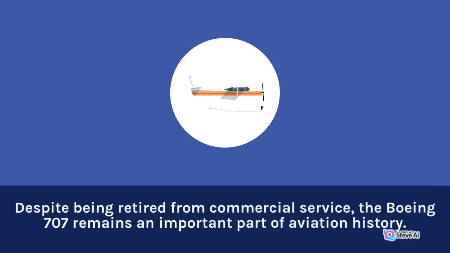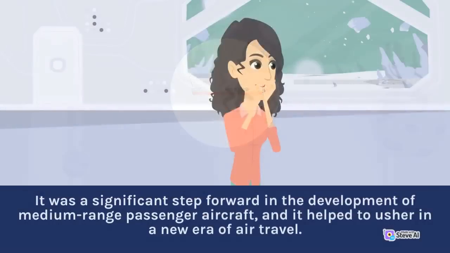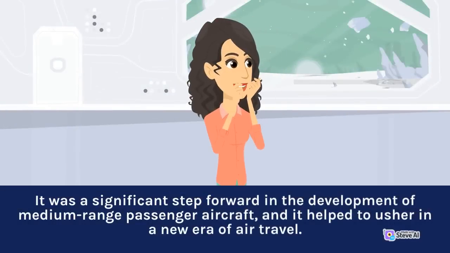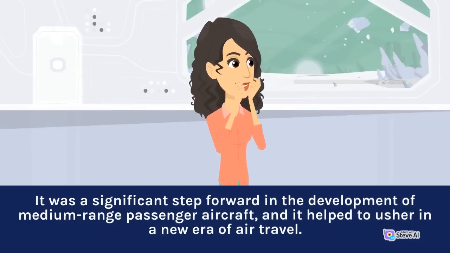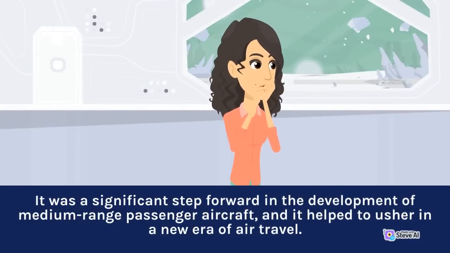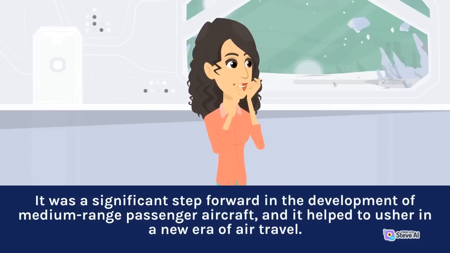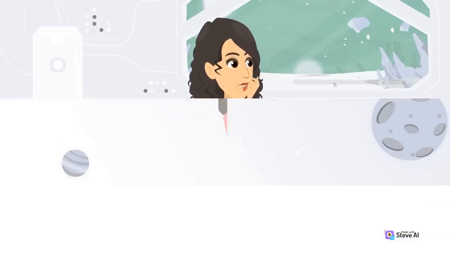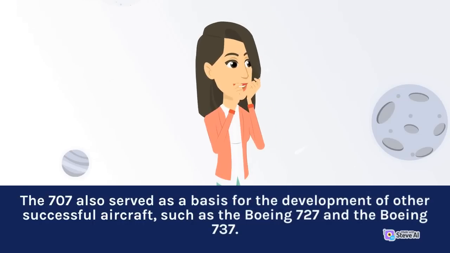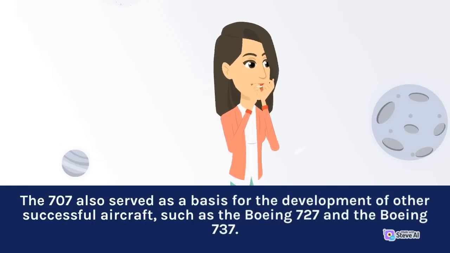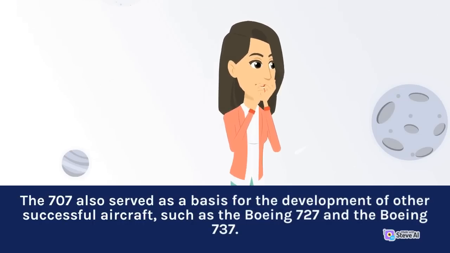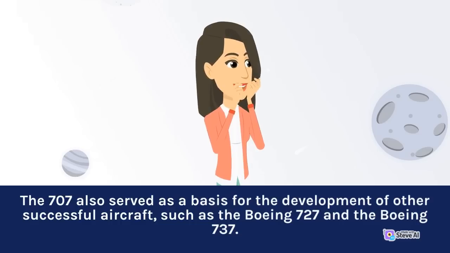Despite being retired from commercial service, the Boeing 707 remains an important part of aviation history. It was a significant step forward in the development of medium-range passenger aircraft, and it helped to usher in a new era of air travel. The 707 also served as a basis for the development of other successful aircraft, such as the Boeing 727 and the Boeing 737.